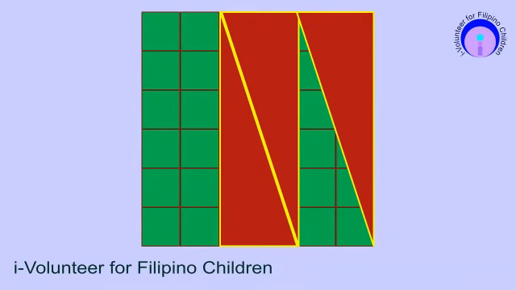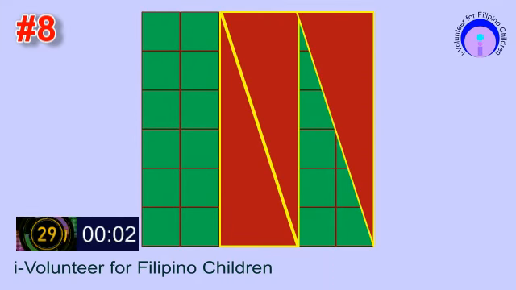Item number 8. Find the area of the red shaded part in square units. You still have 5 seconds to finish.